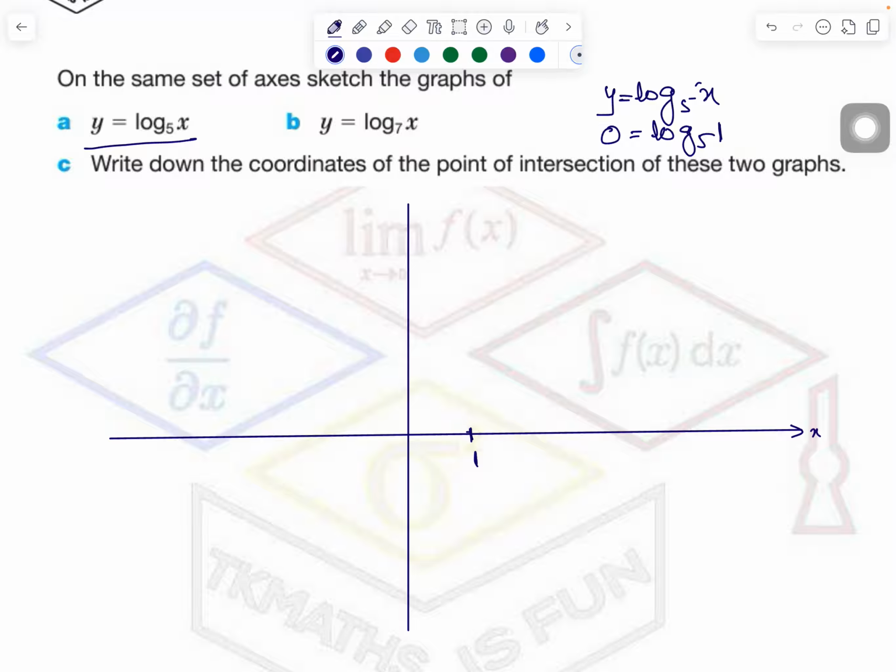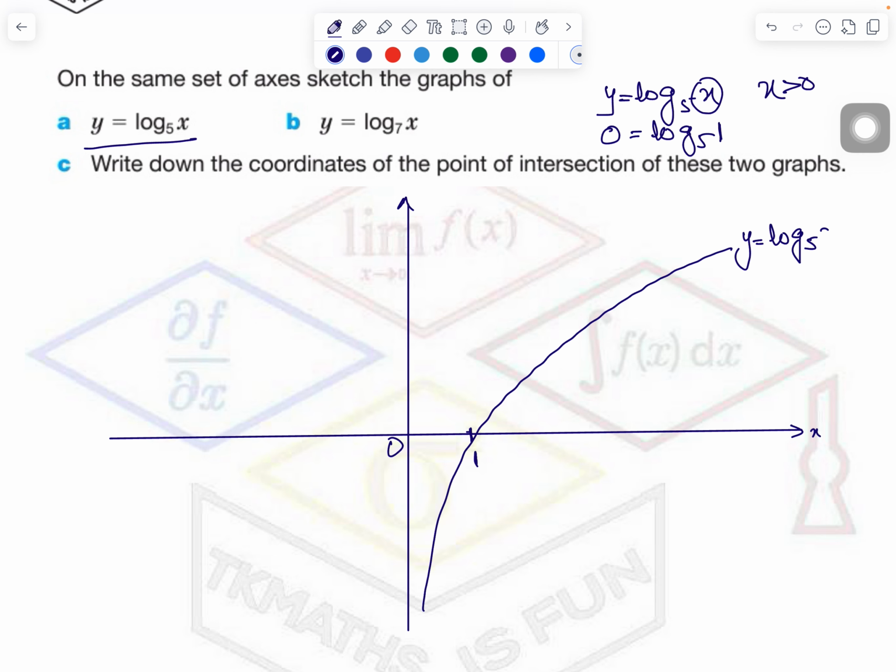And then log is defined for positive values only, so x is greater than 0. So the line x equals 0 is your asymptote, which in this case is the y-axis. The shape of the graph will be something like this. Okay, you can label it. So y equals log x base 5. Then it is log x base 7.